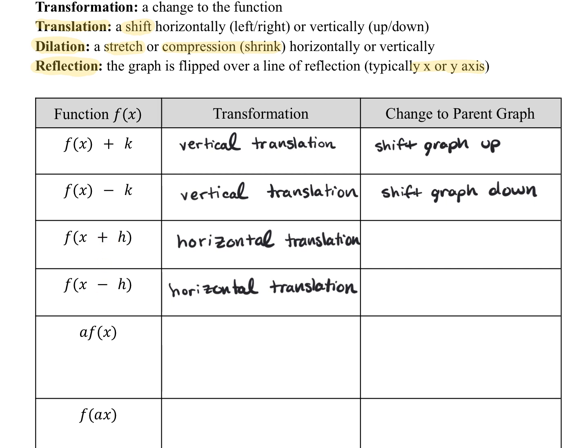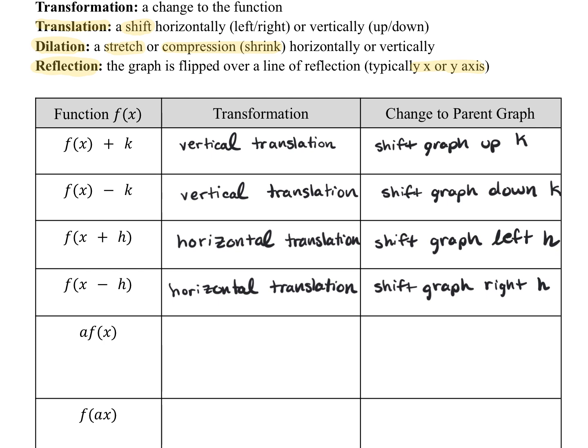So although this says plus h, and when we think of plus, a positive direction is moving to the right, this is actually going to shift our graph to the left h units. And I'll add k up here. And then this one, since it says minus h, it's going to do the opposite, and it's actually going to shift our graph right h units.